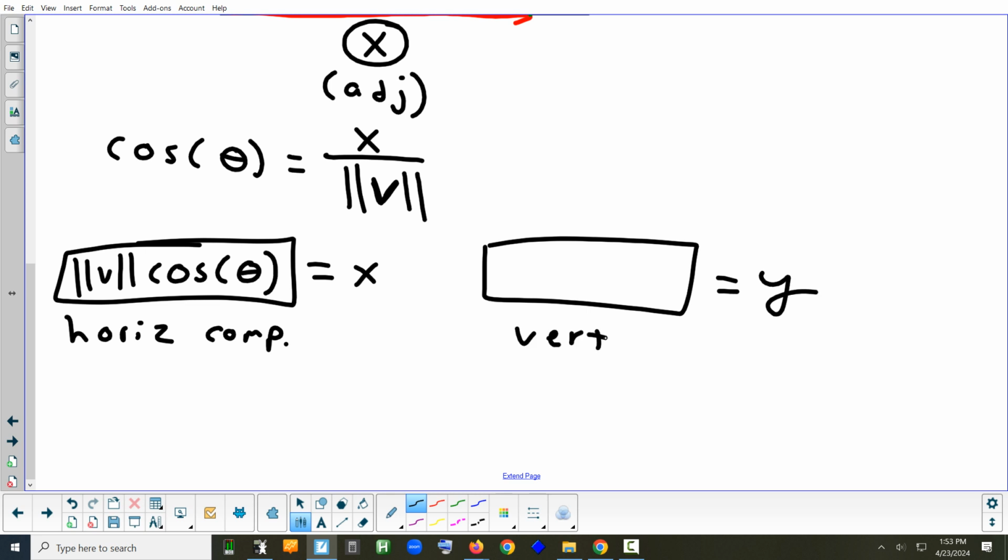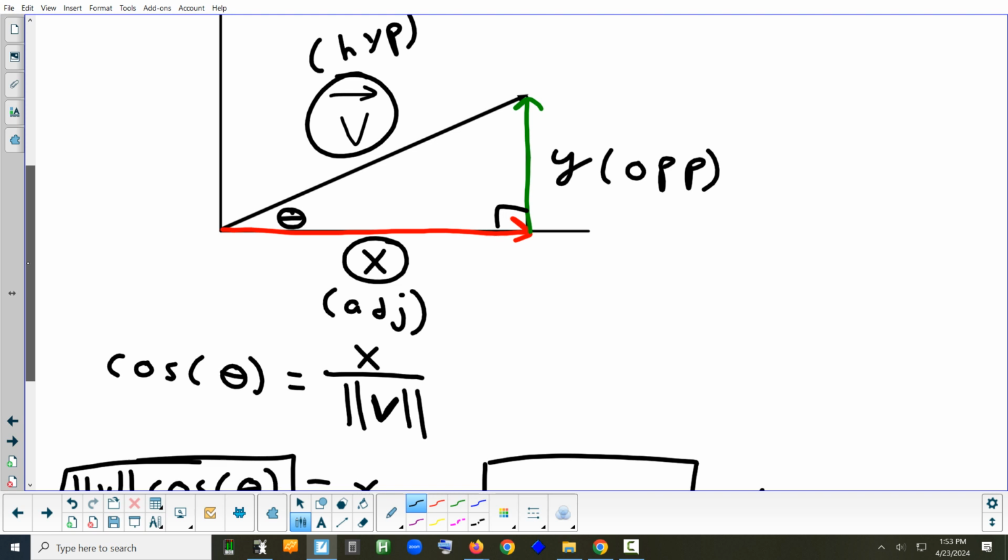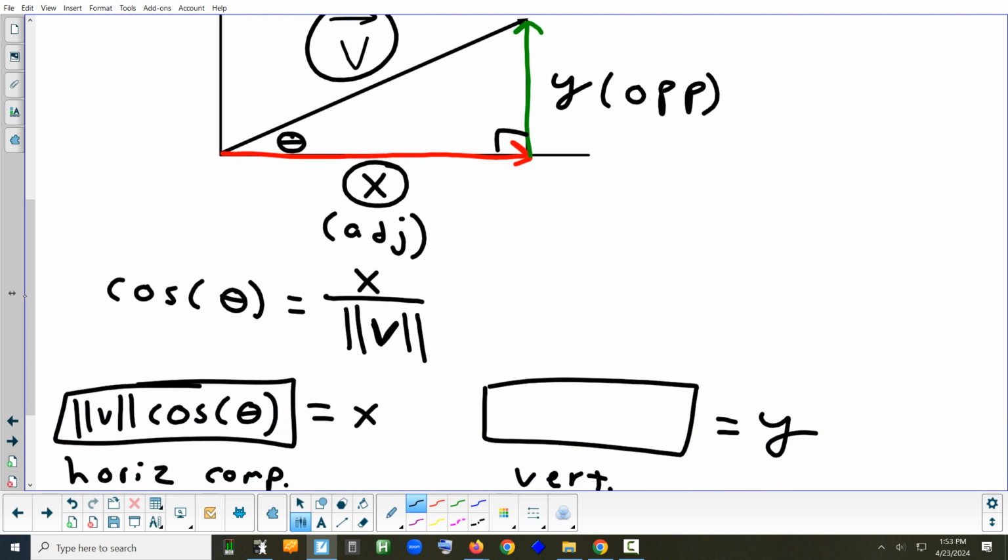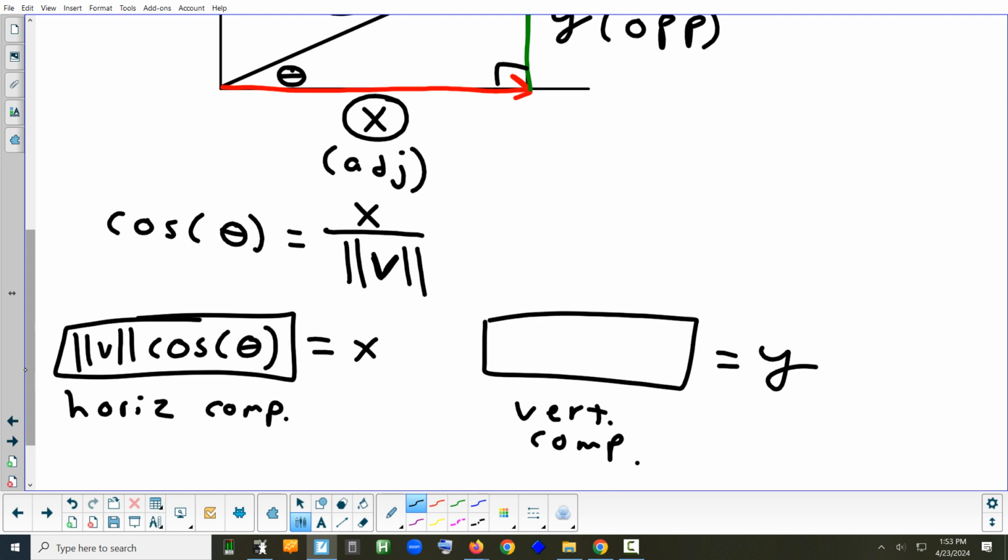Now we need the formula for the vertical component. Well, it's pretty much the same thing, except instead of adjacent, you use opposite. So what does that mean our trig function is going to change to? Sine. It's going to be sine instead of cosine. But other than that, it's the same thing.